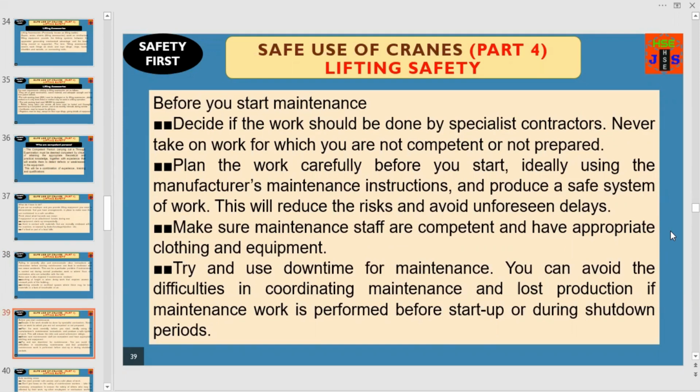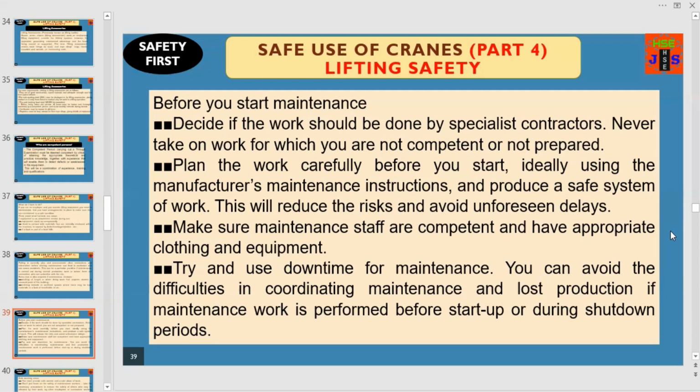Never take on work for which you are not competent or not prepared. Plan the work carefully before you start, ideally using the manufacturer's maintenance instructions, and produce a safe system of work. This will reduce the risks and avoid unforeseen delays. Make sure maintenance staff are competent and have appropriate clothing and equipment. Or in other words, you can say the maintenance staff should be equipped with the personal protective equipment.